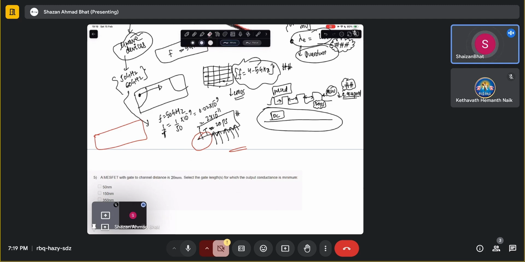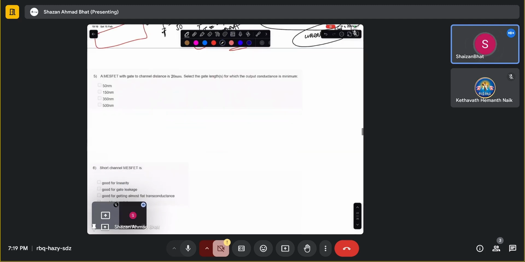And there's an effect called the current crowding effect. That also comes into the picture because of this. If you are interested, you can just search for it.